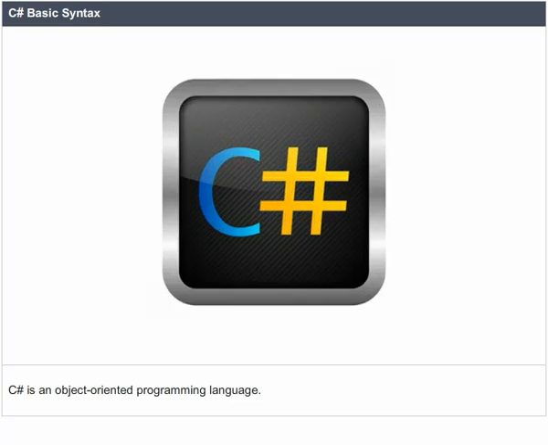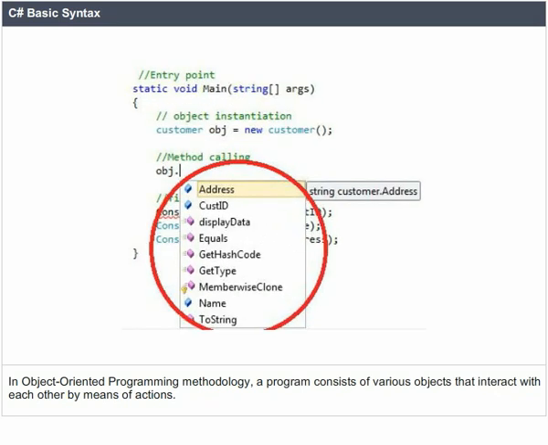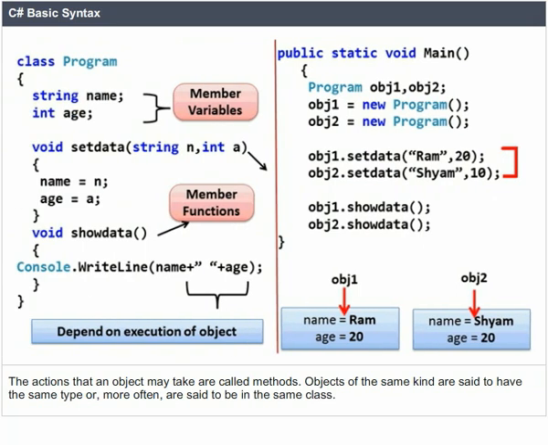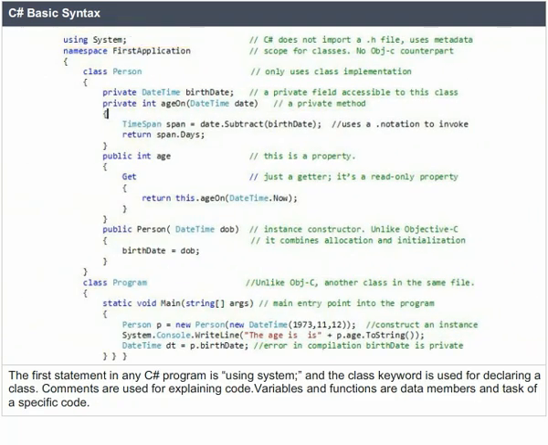C# basic syntax. C# is an object-oriented programming language. In object-oriented programming methodology, a program consists of various objects that interact with each other by means of actions. The actions that an object may take are called methods. Objects of the same kind are said to have the same type or, more often, are said to be in the same class. The first statement in any C# program is using System, and the class keyword is used for declaring a class. Comments are used for explaining code. Variables and functions are data members and tasks of a specific code.